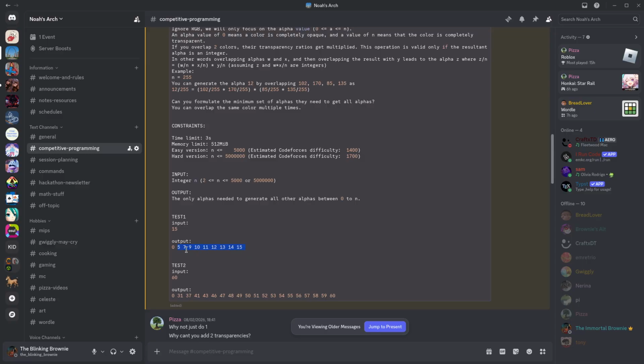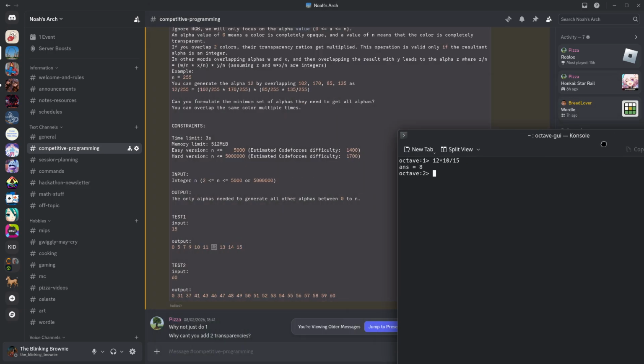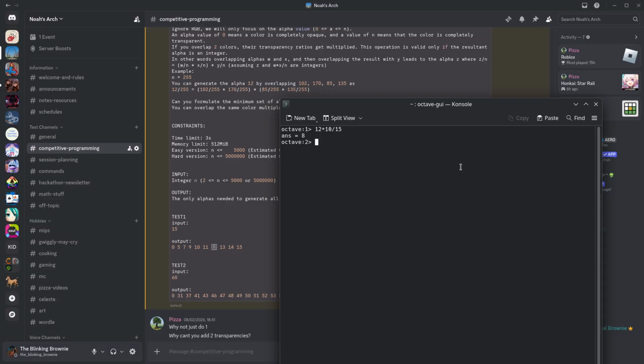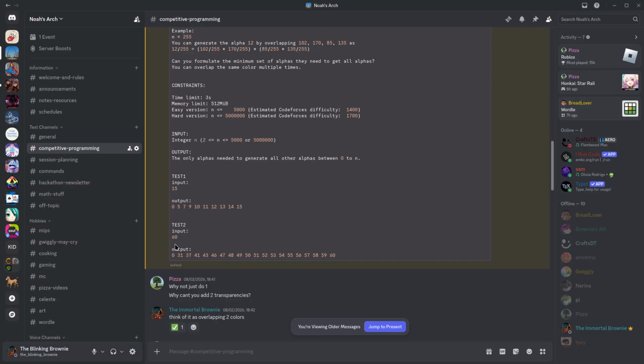Like 8 you can get from 12 and 10, maybe. Let me try that. 12 times 10 over 15. Yes, I was right. And then 6, and all other ones you can get as well. So 60, you can get every number from this basis.